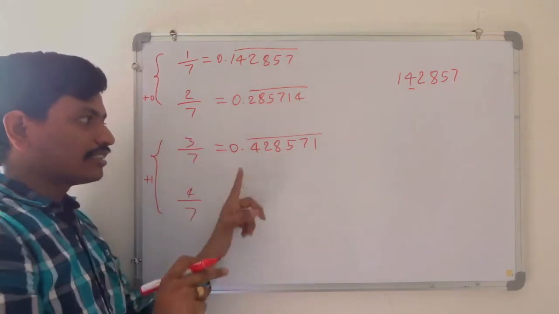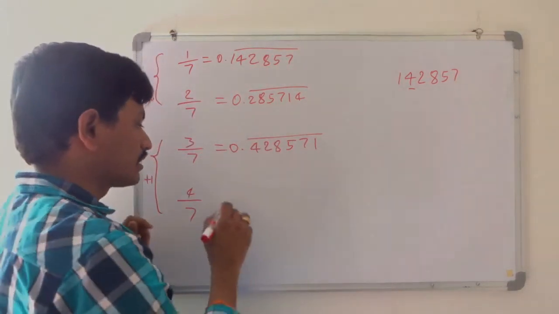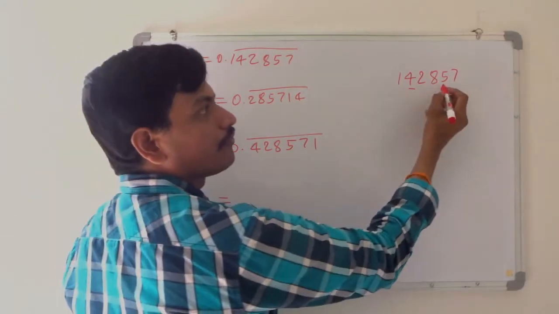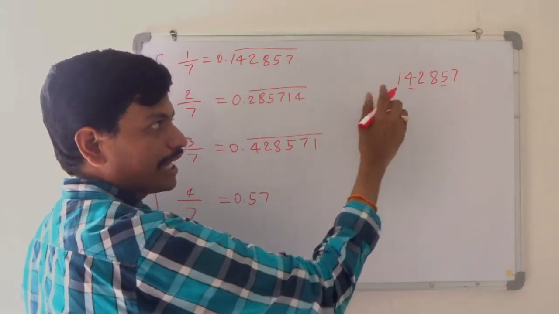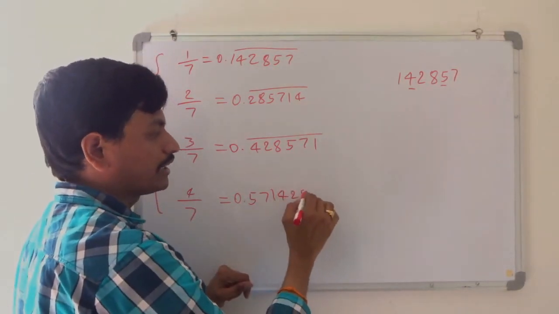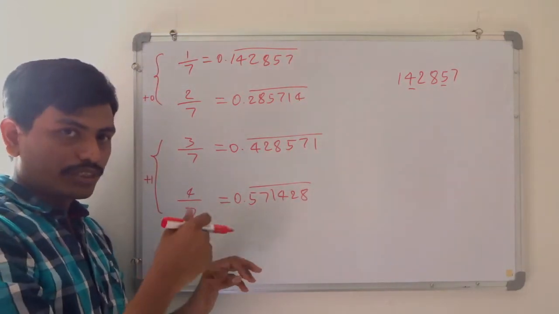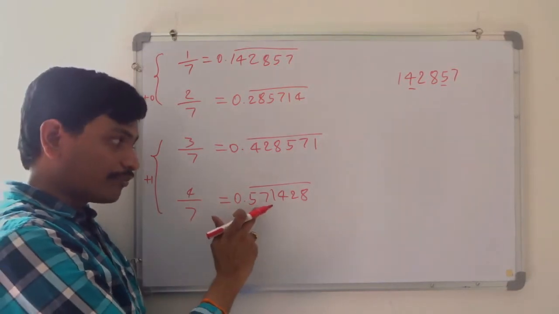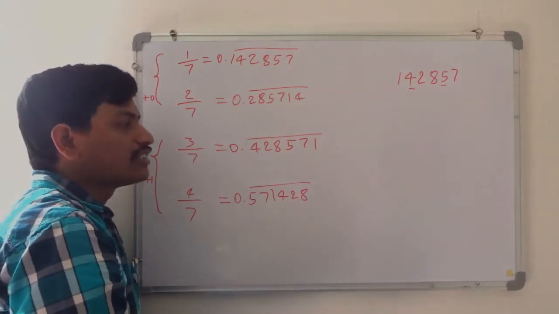And if the remainder is 3, the digits will be 0.4285714285 like this. And if the remainder is 4, the next number is 5, start with 5. So what do we get? 0.57 and come back, 1428 bar. If you want, you can type 4 by 7 in the calculator, you get 0.571428571428. This goes on continuously.